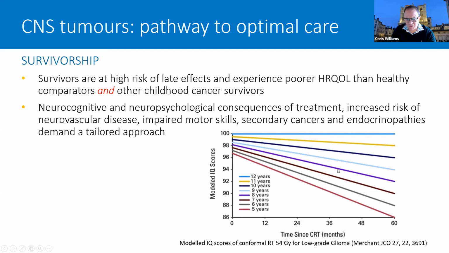You can see here on this screen, these are modelled IQ scores of children that may have had low-grade glioma that required radiation therapy. And you can see here how the younger you are, the more chance that you're going to suffer from a much poorer IQ after 5 years of treatment. The older you get, so the 12 and above, your IQ score is not going to really fall. And so this is an important thing we think about when we're looking after children.